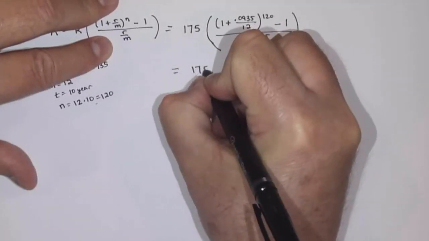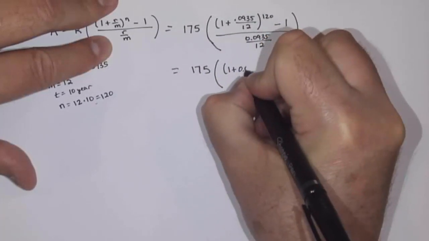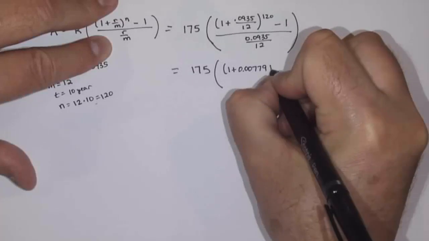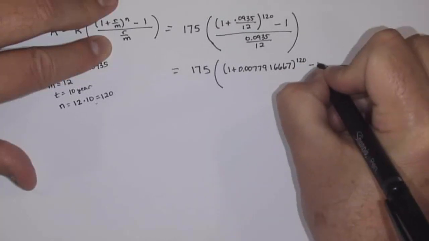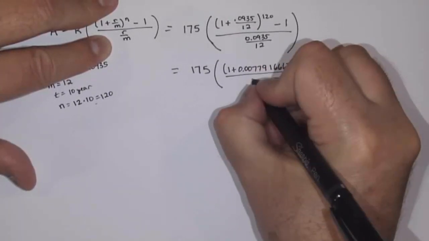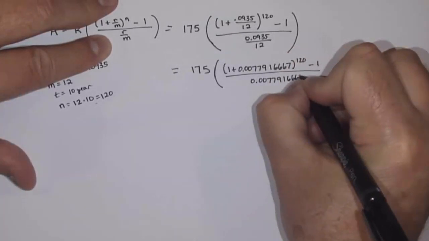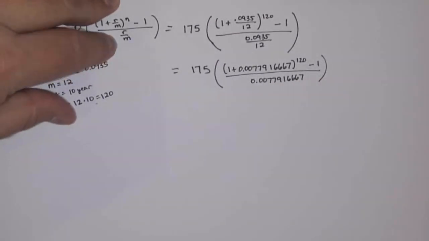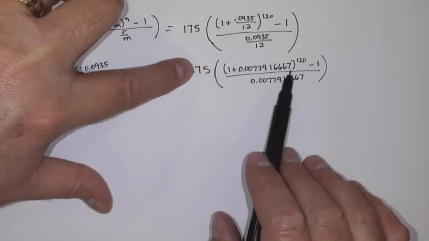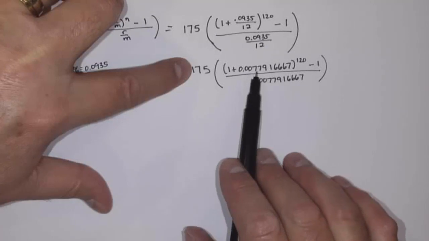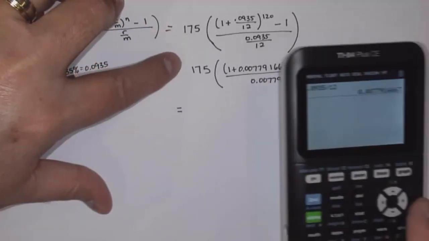So I really have 175 times 1 plus 0.0077916667 raised to the 120th minus 1, and then this is going to be 0.0077916667. Don't want to round that because that will cause error. Now 1 plus 0.0077916667 is going to be 1.0077916667. So I think I'm going to just go ahead and move forward with this on the calculator.